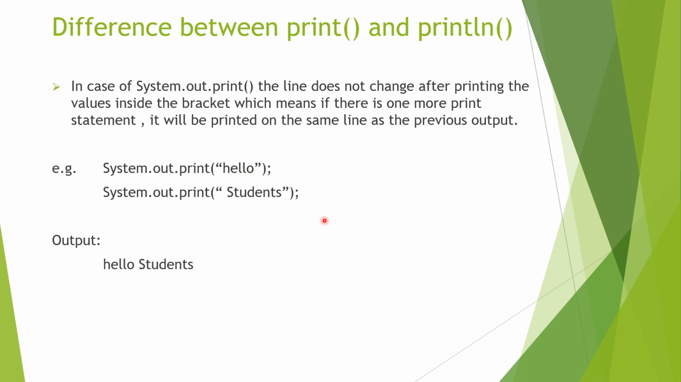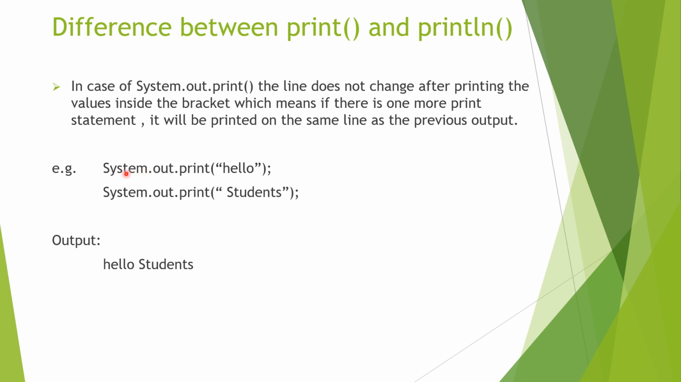Now, to display anything on screen, we use System.out.println, but we can also use System.out.print. In the case of System.out.print, the line does not change after printing the values inside the bracket, which means if there is one more print statement, it will be printed on the same line as the previous output. Now here we are telling the difference between print and println. When you use print, the line does not change after printing the values.